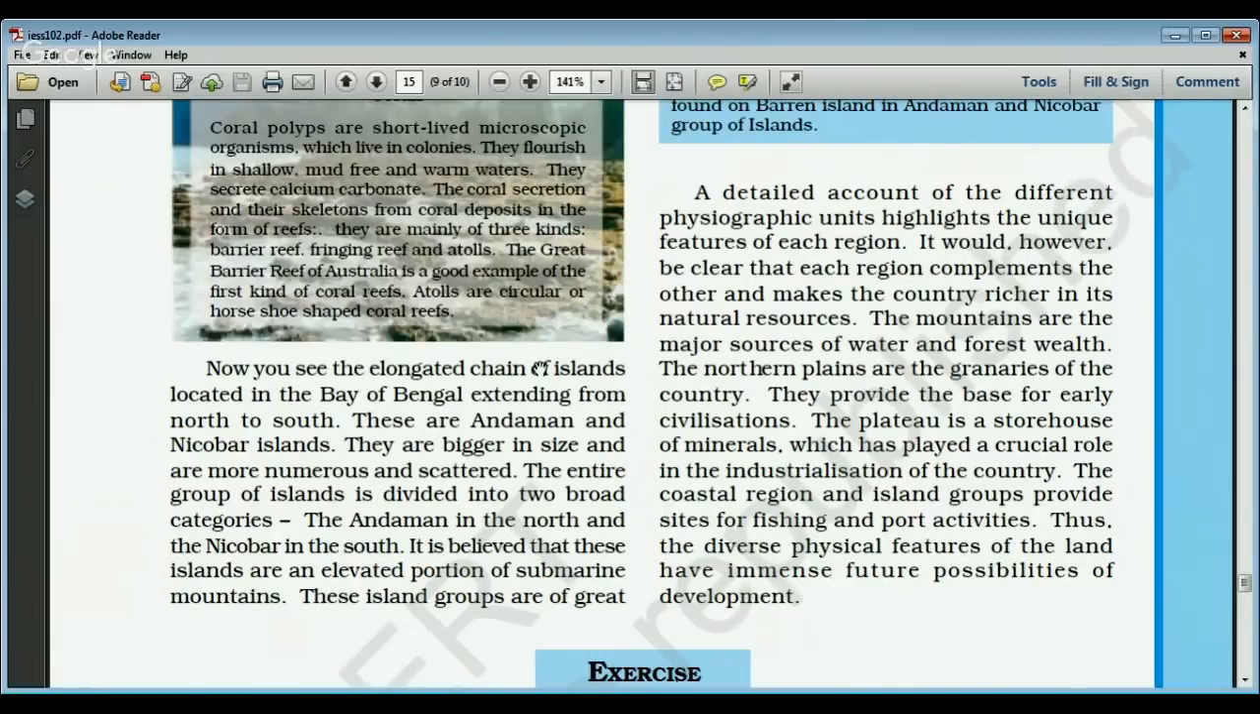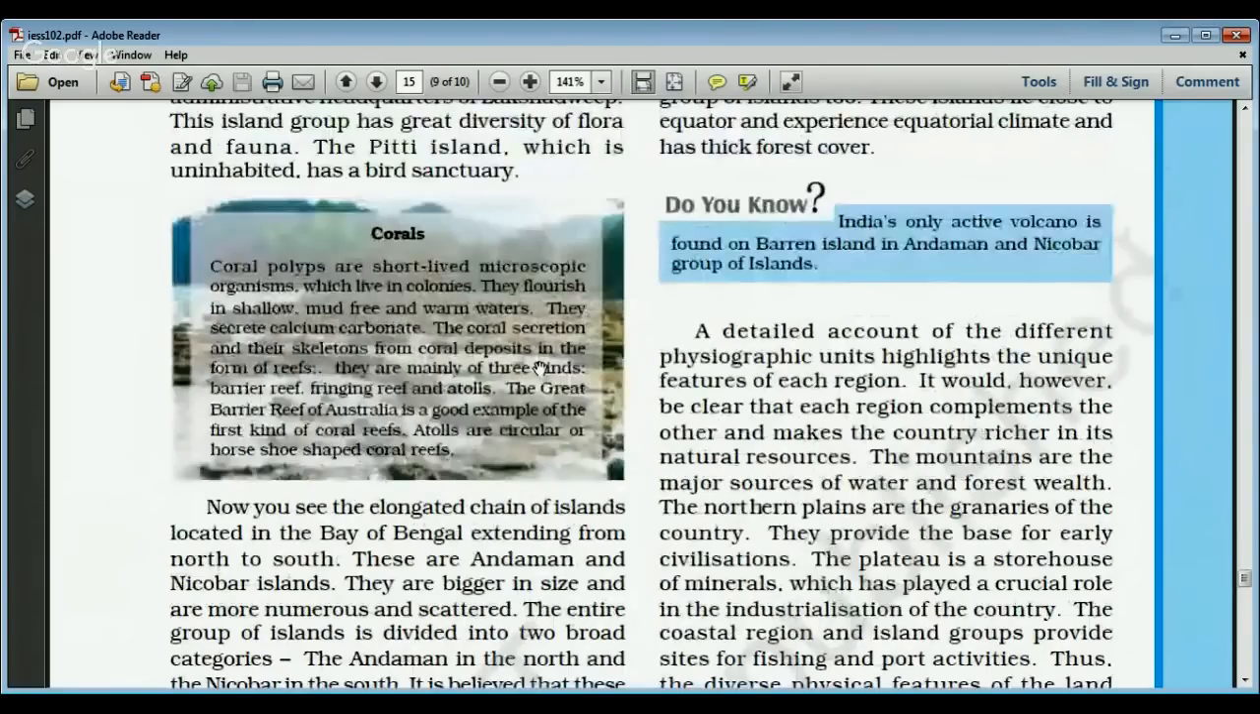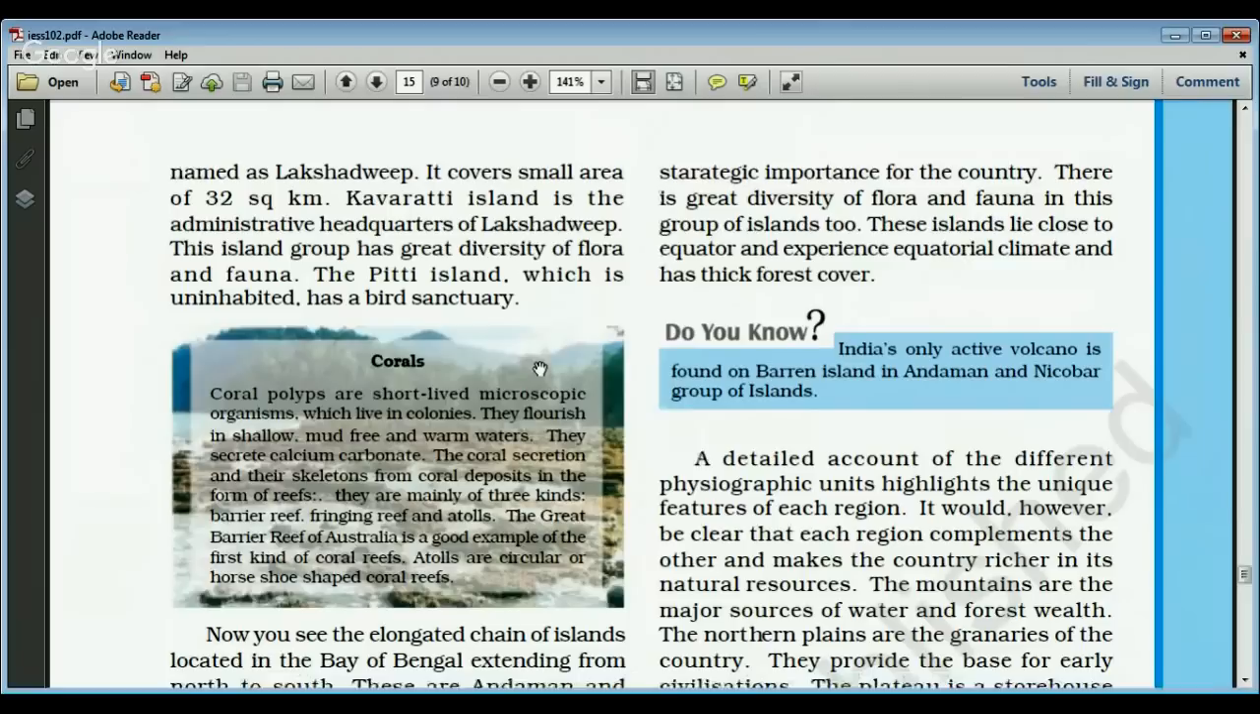And I've told you that it was believed that these islands are an elevated part of the submarine mountains, known as Arakan. These island groups are of great strategic importance for the country, and a great diversity of flora and fauna is found in these islands also. These islands lie closer to the equator, and they experience an equatorial climate. That is, the length of day and night is almost equal, and they have thick forest cover also. And this is a most important fact: India has only one active volcano, and that is found on a barren island in the Andaman and Nicobar group of islands.